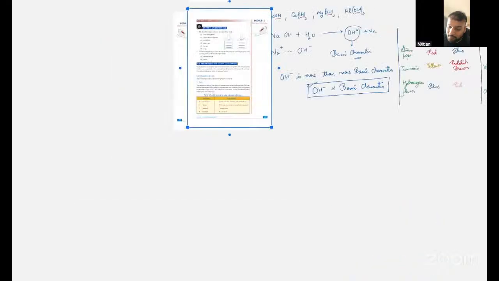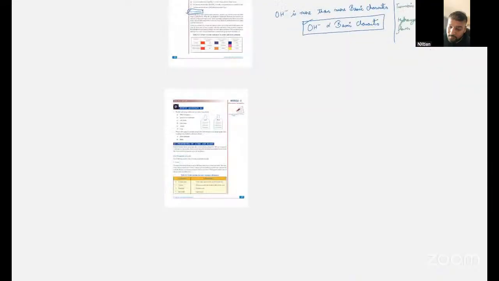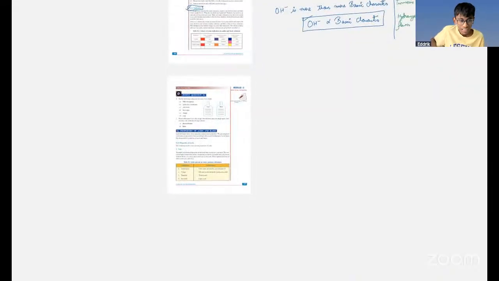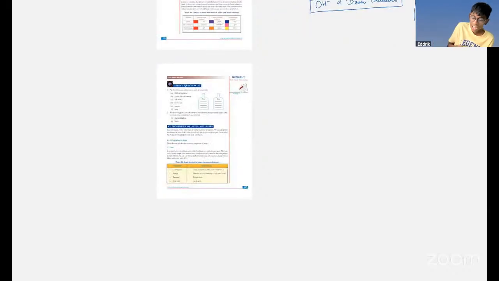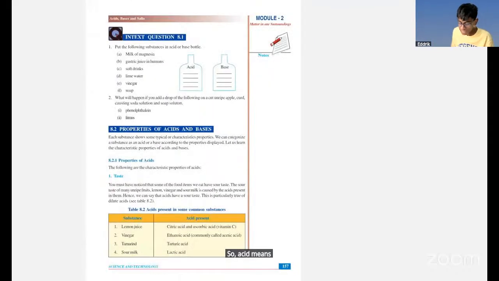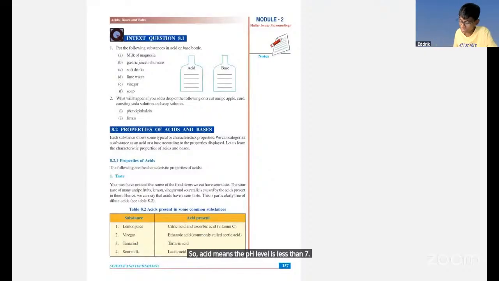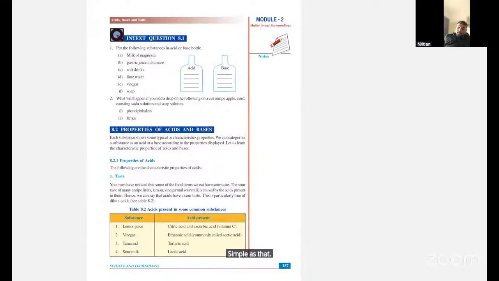Acid, base. So acid means the pH level is less than 7. In base, the pH level is more than 7. Simple as that. We are going to learn that.